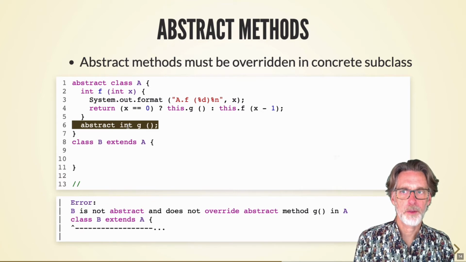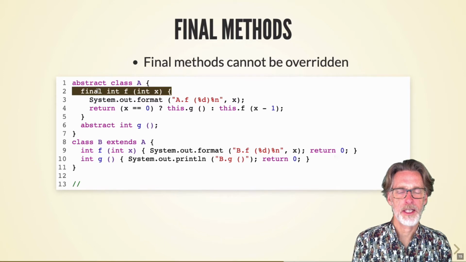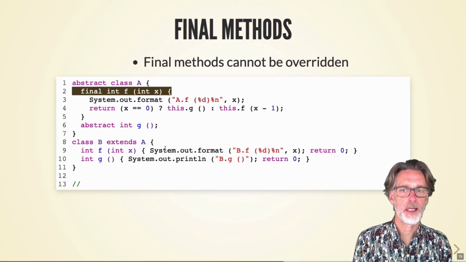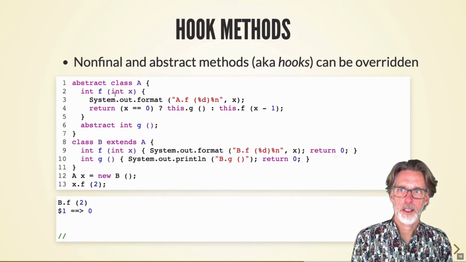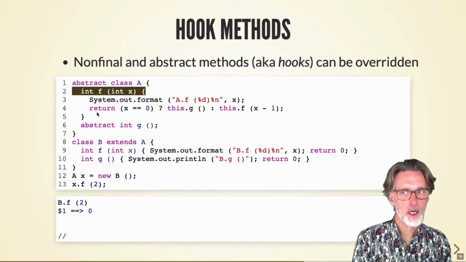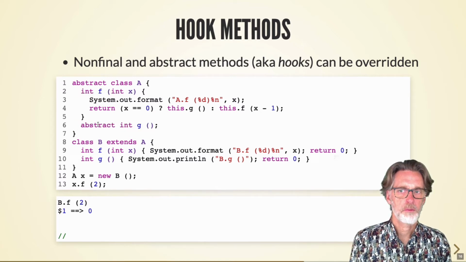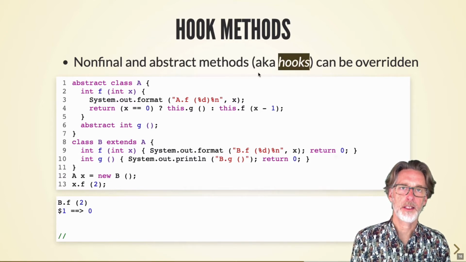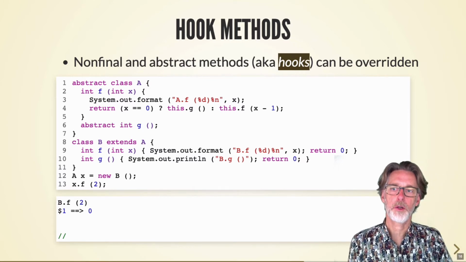We also have the capability to specify a method that may not be overridden. F here is a final method, and if we attempt to override it, we'll actually get a compiler error here as well. So the methods that we can override in Java have two different forms. They're either non-final concrete methods or abstract methods. We can refer to these non-final and abstract methods as hooks, which are places that subclasses can change the code or the behavior of the superclass.